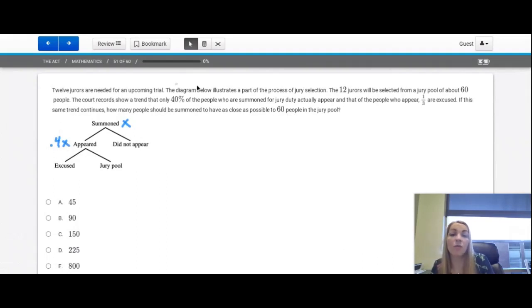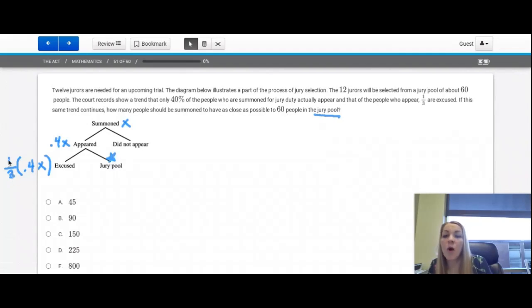All right, let's look at what else we know. It also says that of the people who appear, so still coming down this line, 1/3 are excused. So of the people that appear, that's 0.4 of X, I'm going to multiply that by 1/3 to get the amount of people that are excused. Now, the goal of this problem, which can always be found in the last sentence, says how many people should be summoned to have as close as possible to 60 people in the jury pool. So we're looking at this part right here.